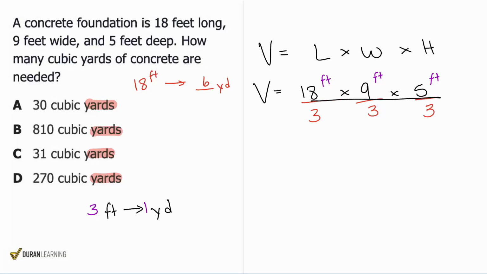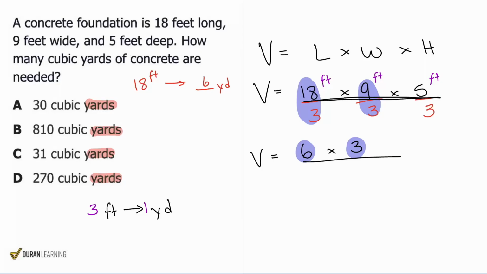Let me just draw a nice fractional line all the way across. And so we'll have here 18 divided by 3 is 6. 9 divided by 3 is 3. So I'm just showing you here. Let me just highlight this in blue. We have 18 divided by 3, that's 6. 9 divided by 3, that's 3.